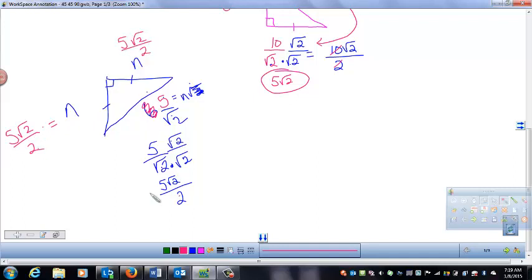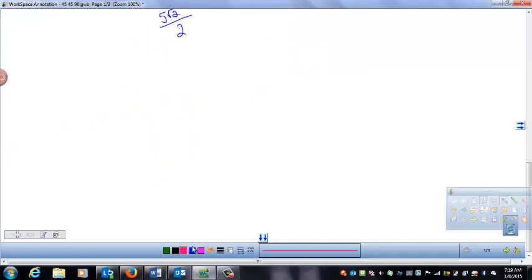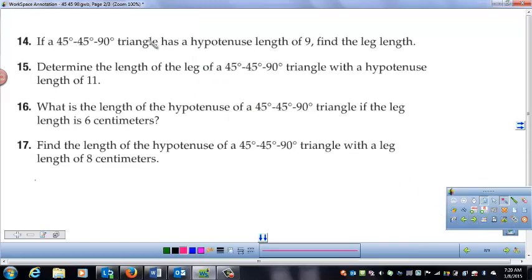Okay, so one other thing we talked about in class is if you have a square, that's where these come from. Because the square has all 4 congruent sides, if you draw the diagonal in, you get 2 45, 45, 90 triangles, 2 of these special triangles. All right, so that's where it came from. Let's look and see what we have here.